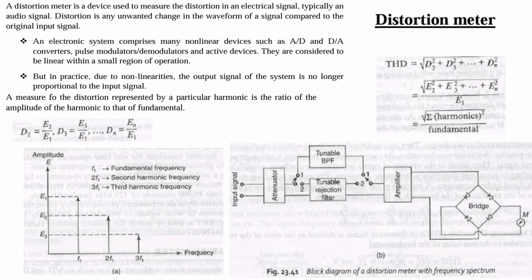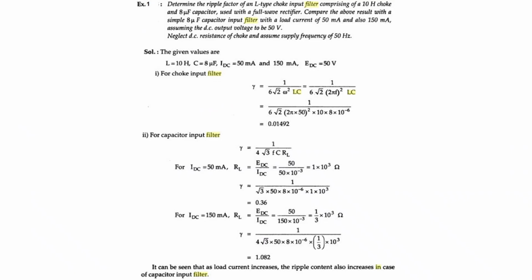Distortion meter is used to measure the distortion in an electrical circuit, typically an audio signal. Distortion is any change in the waveform of a signal compared to the original input signal. If distortion is there, how will you measure it? THD, you can measure using the square root of V2 square and so on, with the harmonic details. So some questions are here.